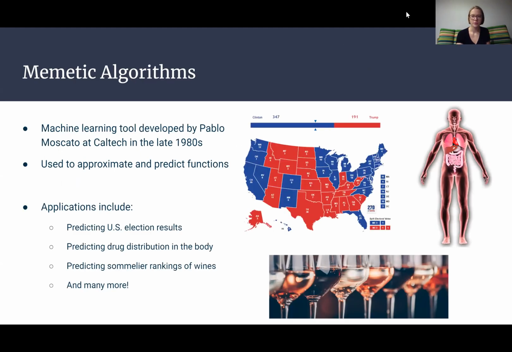So first, what are memetic algorithms? They're a machine learning tool that were developed by my mentor, Professor Pablo Moscato, at Caltech in the 1980s. Like many other machine learning tools, they're used to approximate and predict functions. So pretty much anything you can think of can be modeled by a function, so this has a wide variety of applications. So everything from US election results to drug distribution in the body to sommelier rankings of wines. So really anything you can think of, you can use this method for.